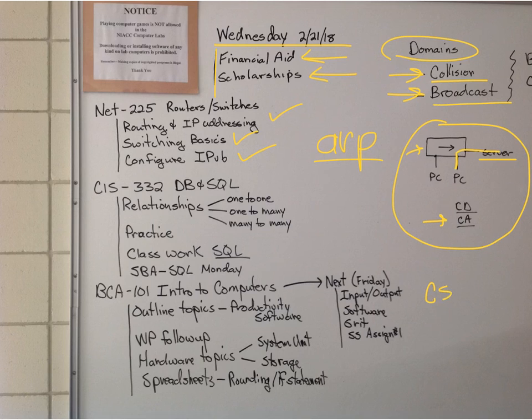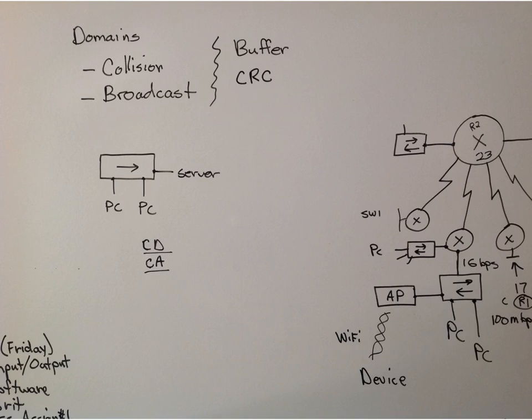Carrier sense, multi-access, collision domain. Okay, so that's what it did. If two devices tried to access the hub at the same time, they'd see a collision, they'd both back off a random amount of time and try again. In Wi-Fi, it's carrier sense, multi-access, collision avoidance, where they take turns. Alright.